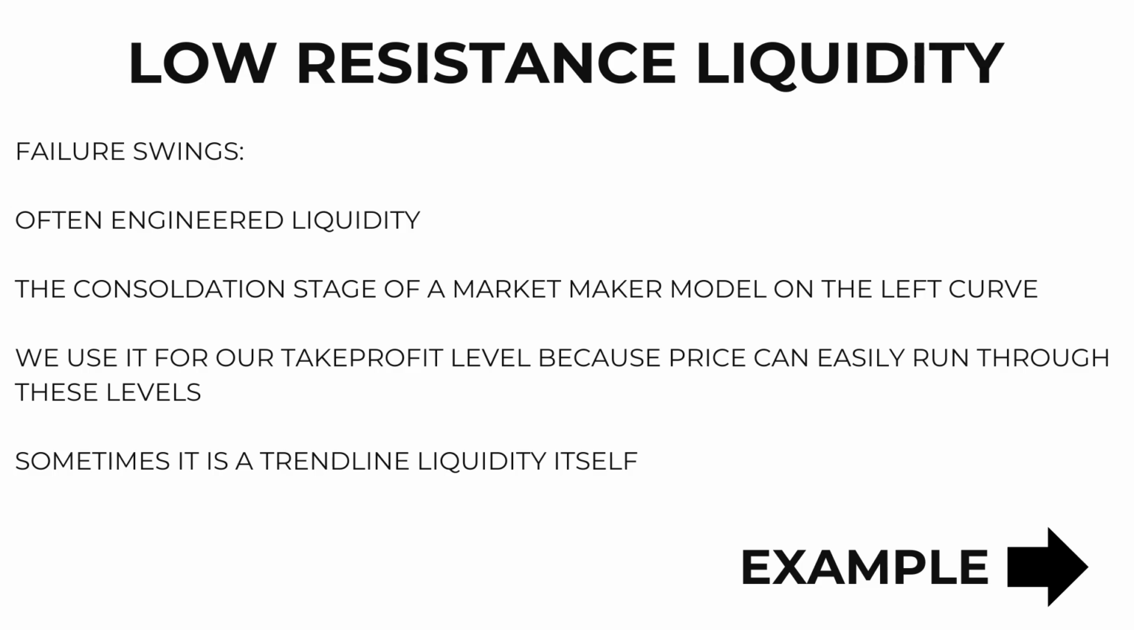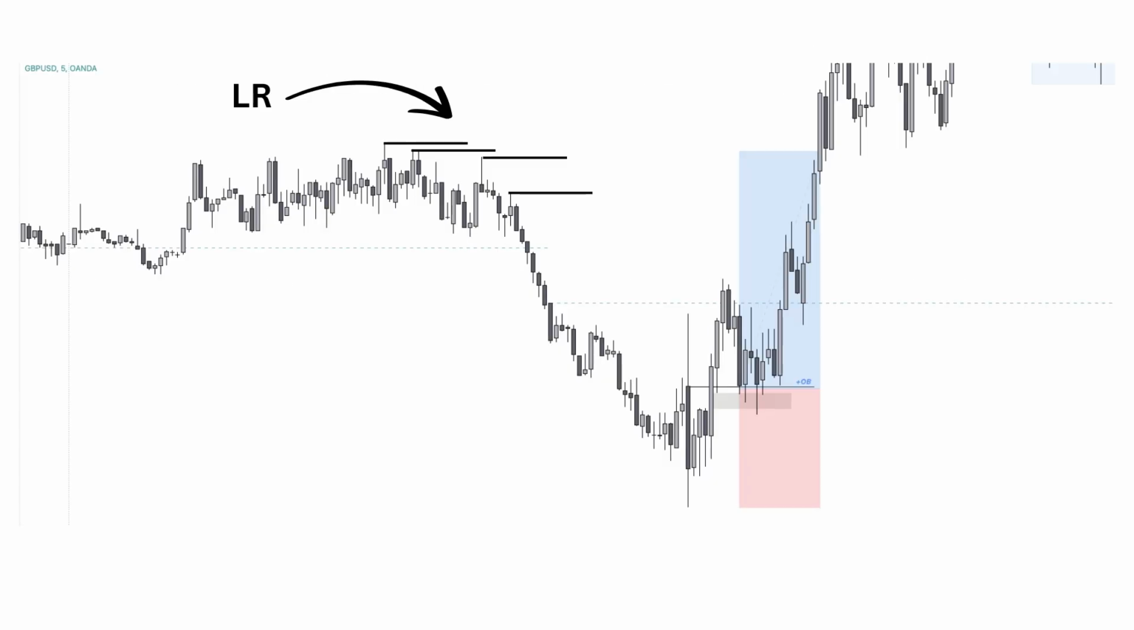Low resistance liquidity is another word for failure swings. It's often engineered liquidity and the consolidation stage of a market maker model on the left curve. We use it for a take profit level because price can easily run through these levels. Sometimes it is a trend line liquidity itself. For example, you can see here on the left low resistance liquidity that are failure swings.